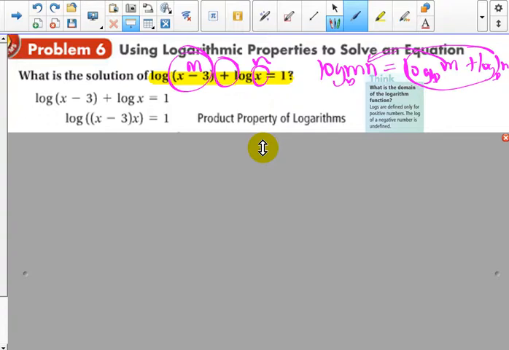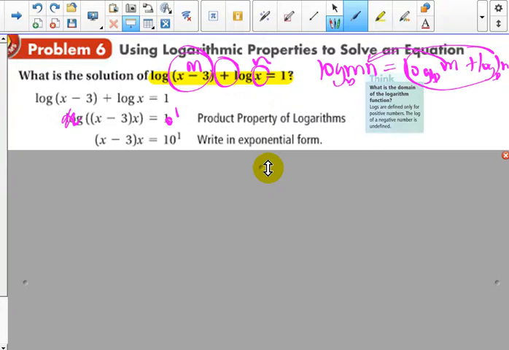See? So we just reversed that product property. That gave us the add part, and we put it back into the multiply part. Now, what we want to do is keep simplifying. So now we can get rid of that log, right? So what does it do? It becomes 10 to the first power over here.